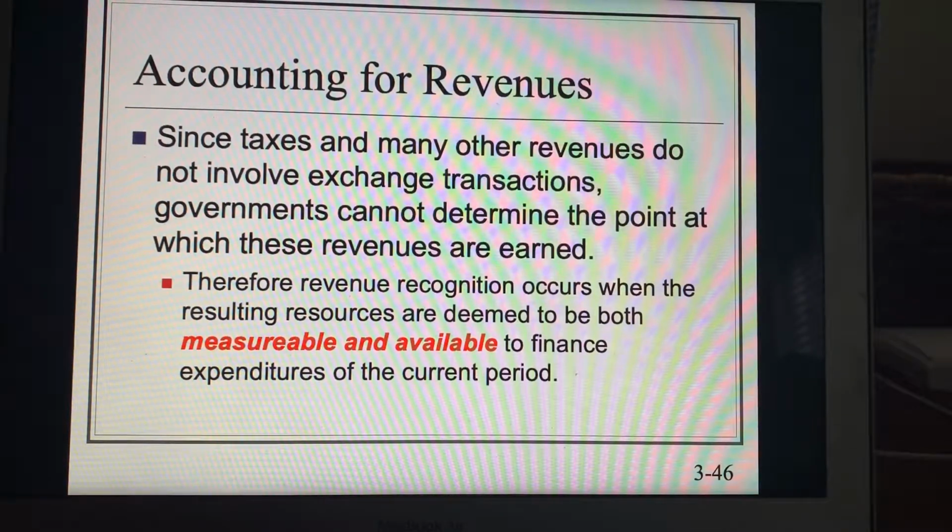Accounting for revenues. Since taxes and many other revenues do not involve exchange transactions, governments cannot determine the point at which these revenues are earned. Therefore, revenue recognition occurs when the resulting resources are deemed to be both measurable and available to finance expenditures of the current period.